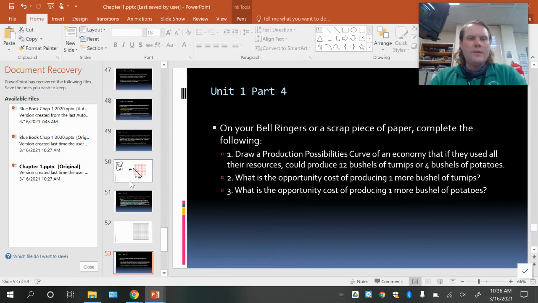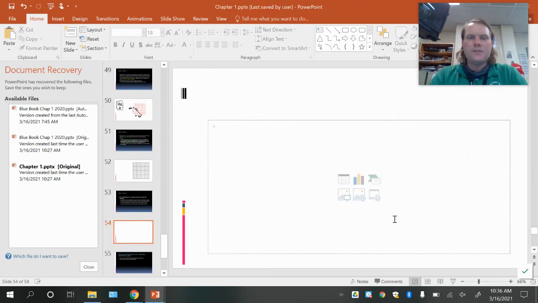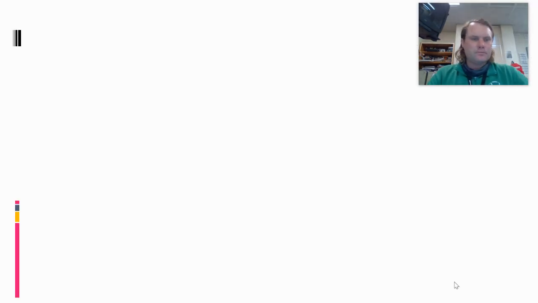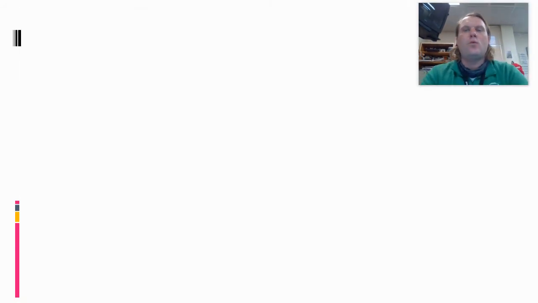All right, so I've got to erase my little spot right here again. Sorry about that. So anyway, here's what we've got. And I'm going to double check my stuff here. So 12 turnips, 4 potatoes. So I've got 12 T. I'm just going to set up the math first. Equals 4 potatoes. So I'm going to write that out.